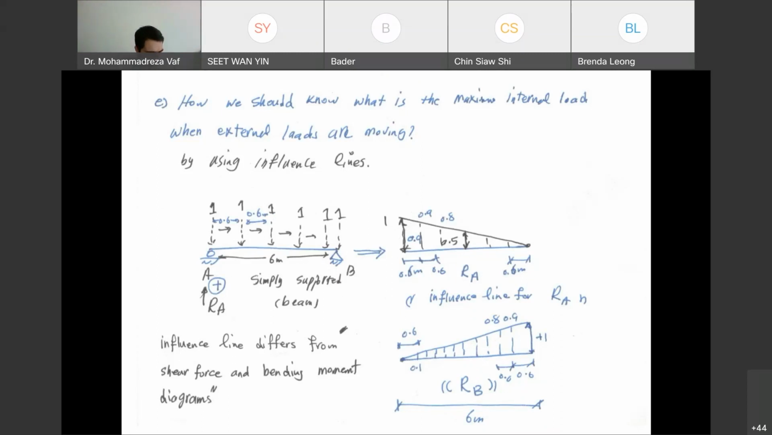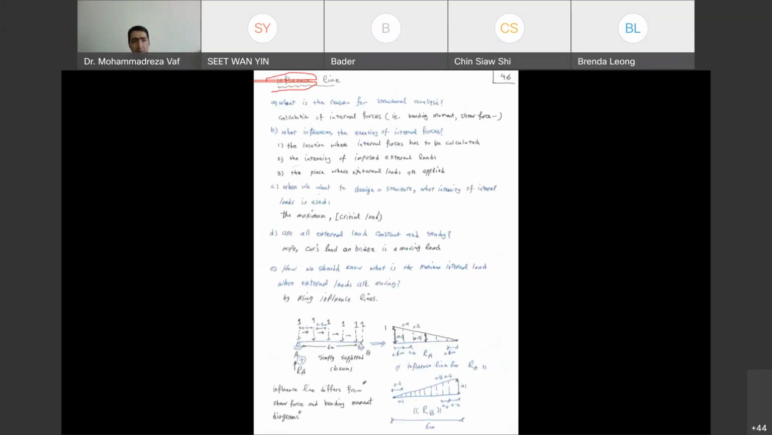I think in order to give you some rest, we can have 15 minutes of rest. Then we can come back to see how we can use the same technique to draw the influence line for shear force and bending moment, for bending moment in one specific location. Okay, so let's go and have a rest.